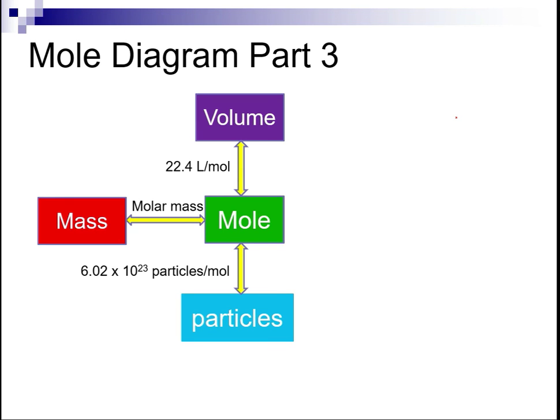Finally, we have the third installment of our mole diagram. We have mass, which is almost always easily measurable. Place something on a balance. We have volume, that's only for gases and only at STP. And then we have the mole, that link between them. And particles, we know they're connected to actual numbers of particles, but those numbers are astronomically huge. We won't use that a lot, but it's there.